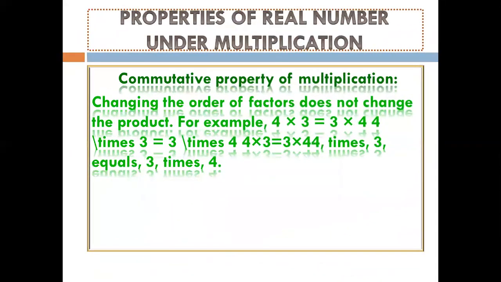Commutative property under multiplication: the same, a multiplied by b is equal to b multiplied by a. Only we change the places of the numbers. The sign is the same, the multiplication. Only we change a with b and b with a.